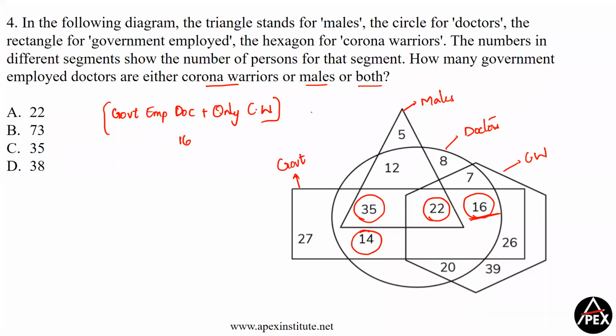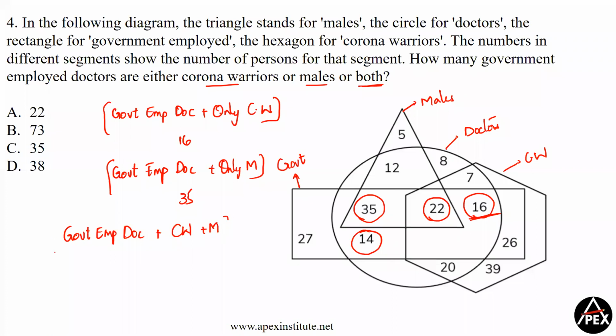Now, how many government employed doctors are only males? We have only 35, isn't it? Now he said that they can be both. So let us determine how many government employed doctors are both corona warriors and males. We have 22. So the answer for this question should be 16 plus 35 plus 22. So 51 plus 22 is 73.